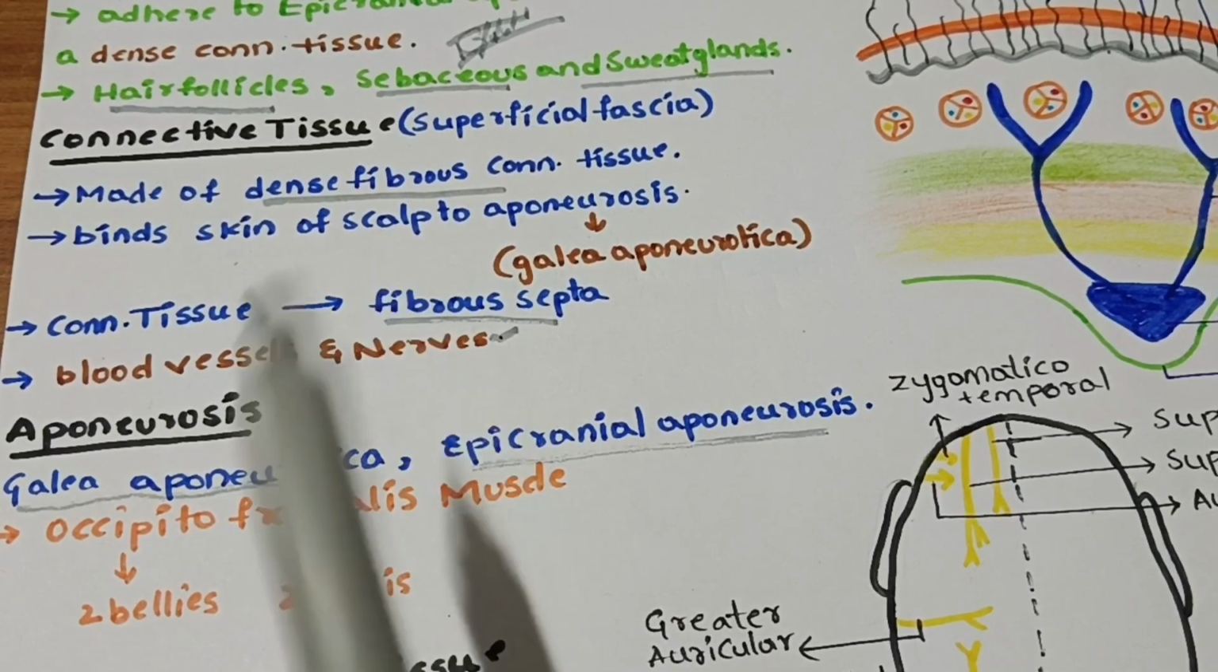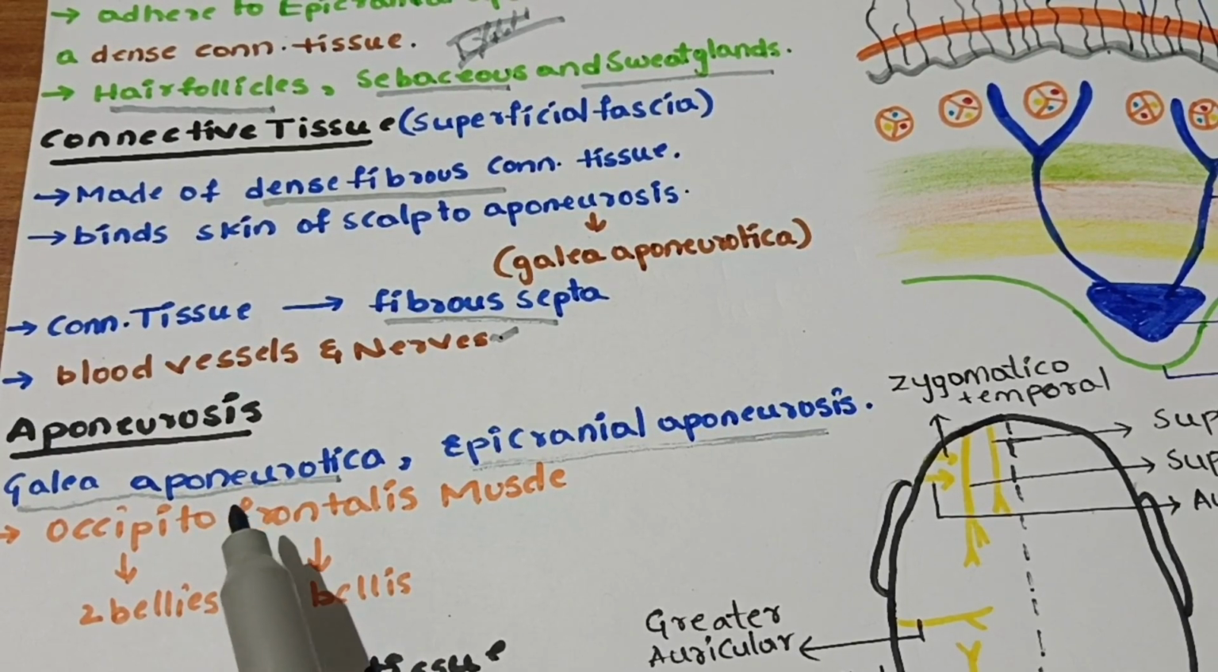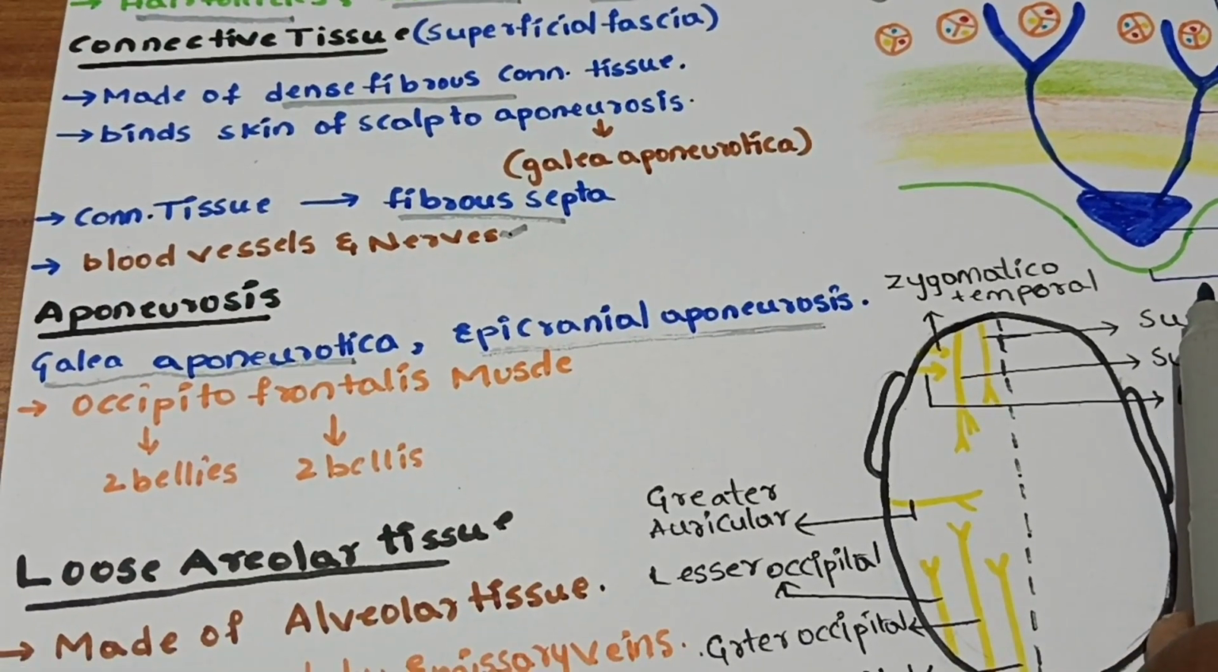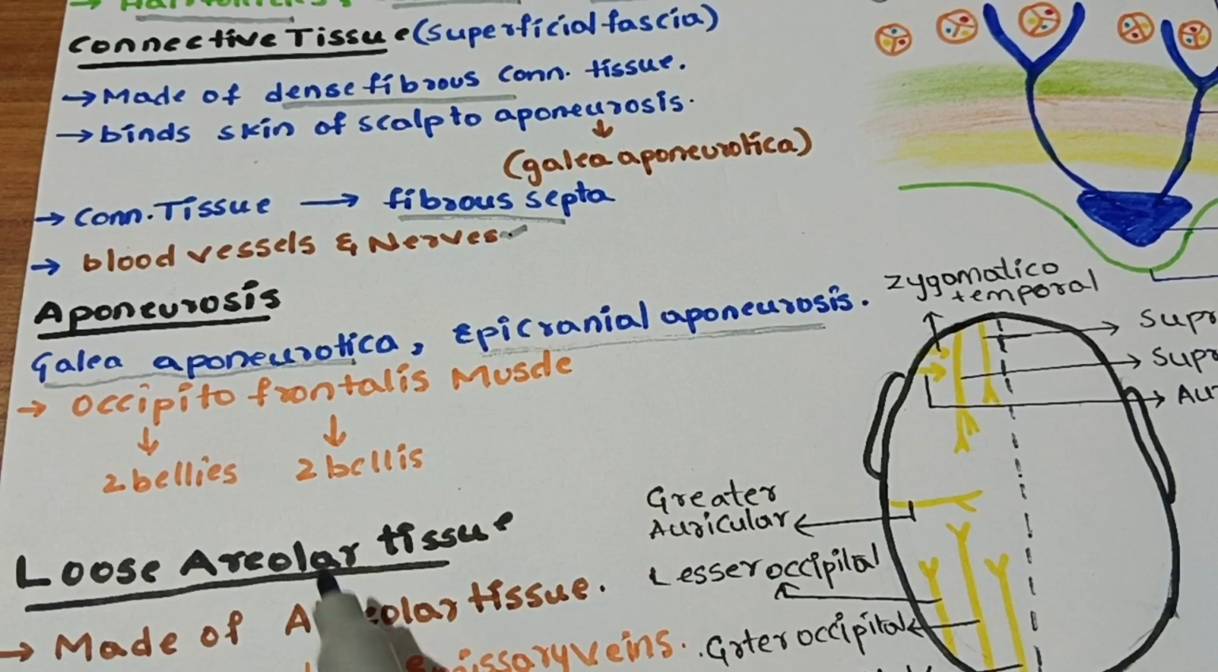Second layer containing blood vessels. Yes, aponeurosis is of occipitofrontalis muscle. Now, the fourth layer is what? Loose areolar tissue. Why is it called areolar? As it contains areolar tissue, we call it loose areolar tissue.